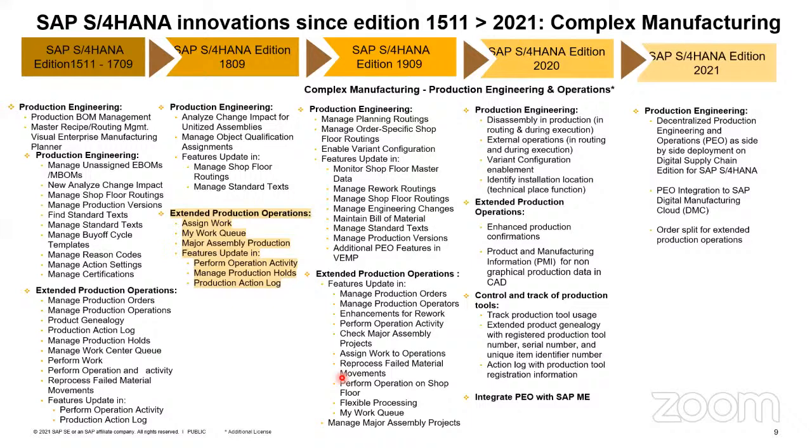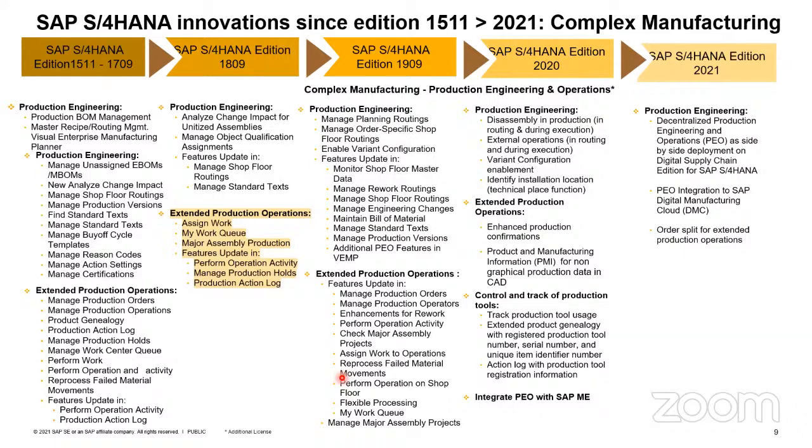And there are some feature updates also in apps like Perform Operation Activity, Manage Production Holds Efficiently, and the Production Action Log Fiori apps. And in the recent release of 2021, we have quite interesting things like PO integration with digital supply chain, and it also supports PO integration with Digital Manufacturing Cloud, which helps orchestrate the complete production execution process.